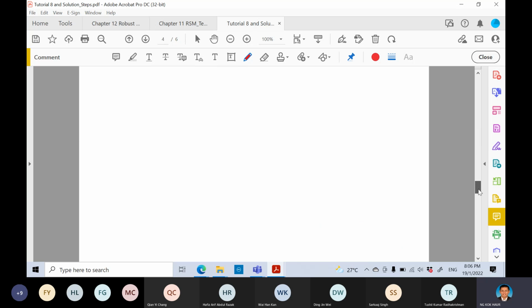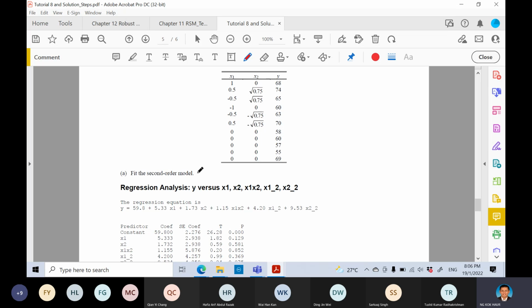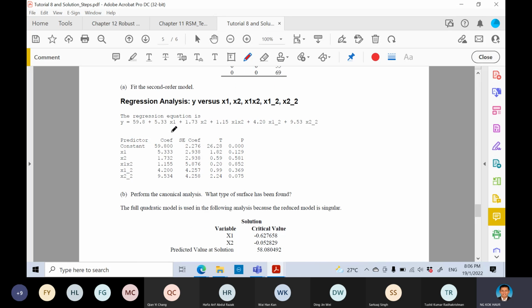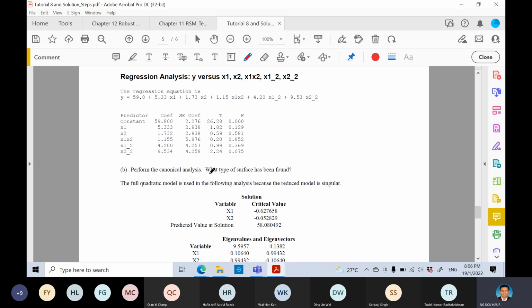Similarly, for question number 11.10, we have also given you this one. We want to fit the second order model, similar to the work you have done. But the second part is that after you get this second order model, we need to know the nature of this model: whether it is a minimization problem or a maximization problem, or whether you get what is called a saddle point. For part A, if the equation is given, then you can definitely do part B.